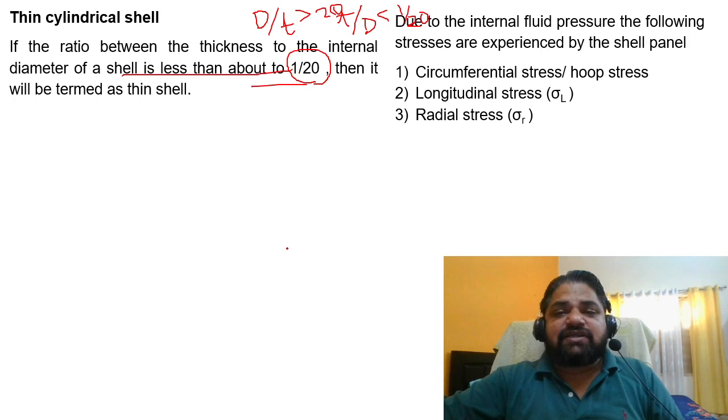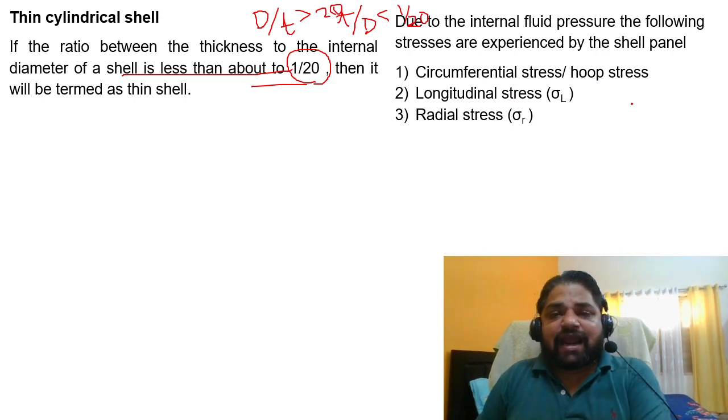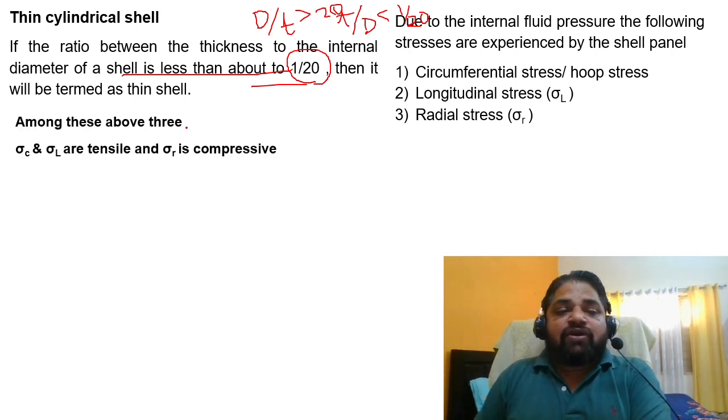The circumferential stress or hoop stress is the most important for the cylindrical shell, because it has the highest value. We will discuss how we calculate that. So these are the three stresses that develop in this kind of shell. Generally, sigma C and sigma L are taken as tensile, whereas sigma R is compressive in nature.